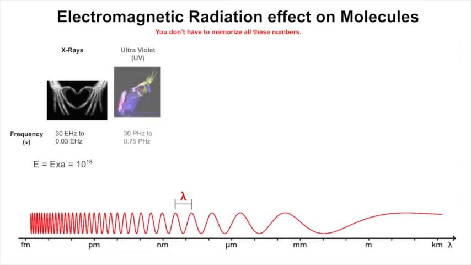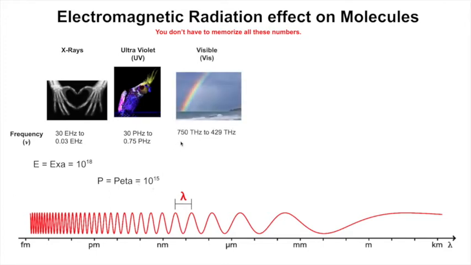And then the ultraviolet light is at a lower frequency. It's 30 petahertz to 0.75 petahertz. So peta is another big one. You don't have to memorize this exa or peta. I looked it up. I was just throwing it out there so you hear it if you ever work with this stuff in the future. So peta is 10 to the 15 hertz. So high frequency. Visible light is 750 terahertz to 429 terahertz.